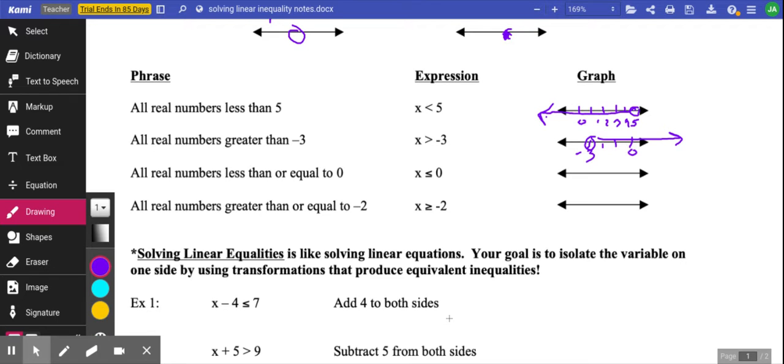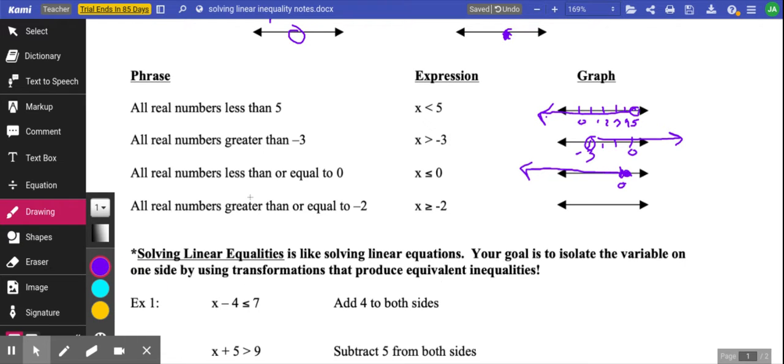For this next one, I'm just going to put the 0 here. All real numbers less than or equal to 0. Since it's less than or equal to, we do a closed circle like that. And since it's less than, we're pointing this way. Again, this graph is indicating that x could be anything along this arrow, so anything less than or equal to 0. The closed circle means it could be 0 as well, whereas the open circle means it cannot be whatever that number is.